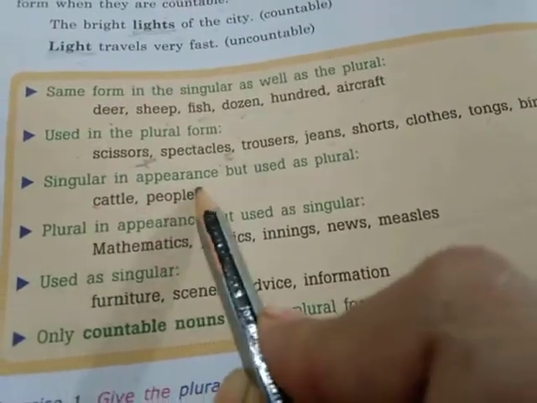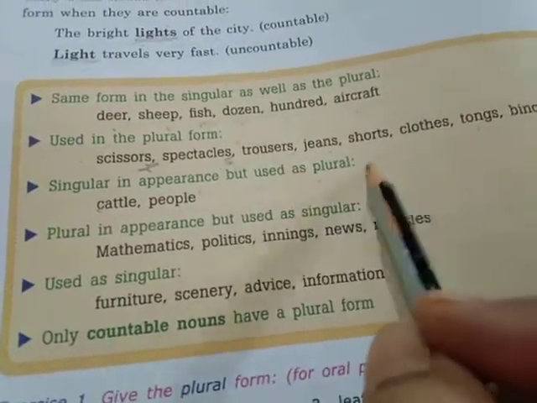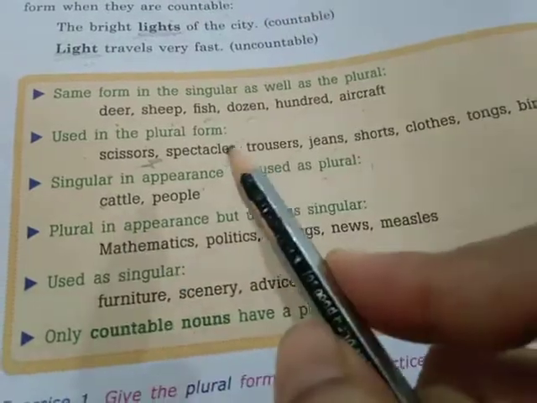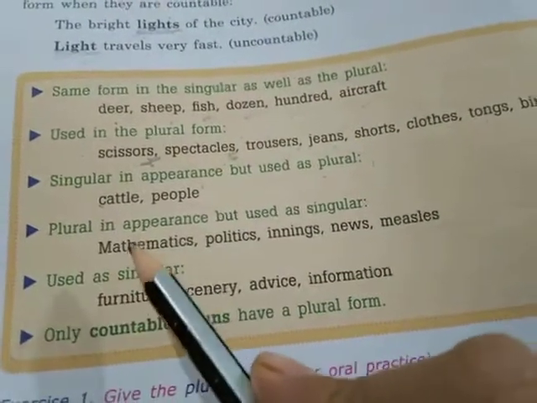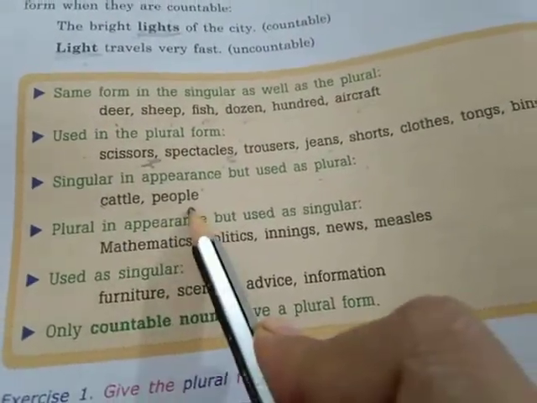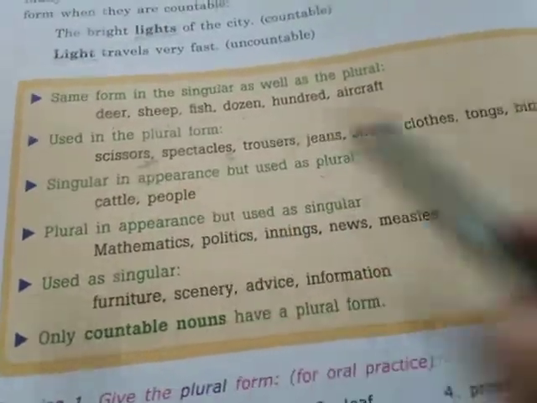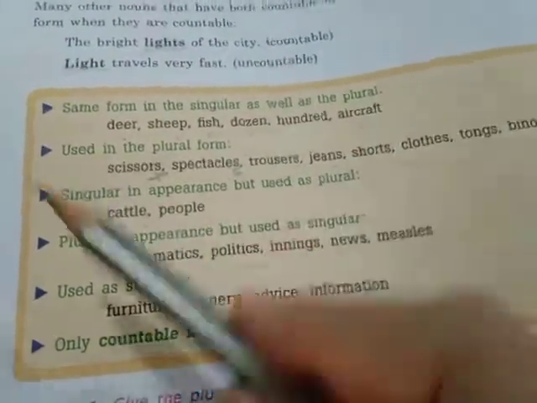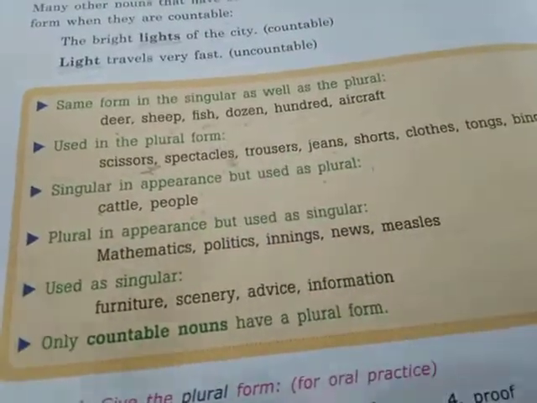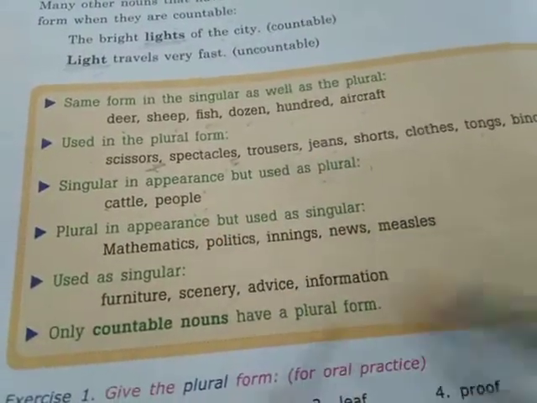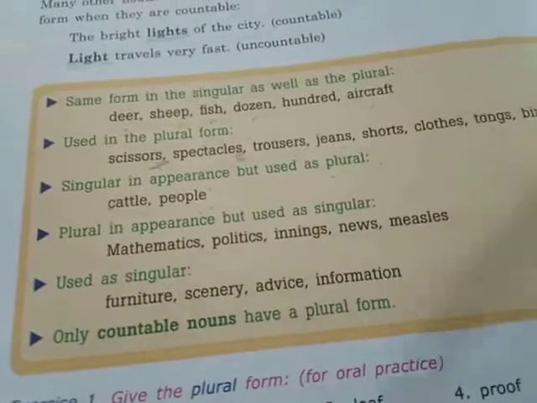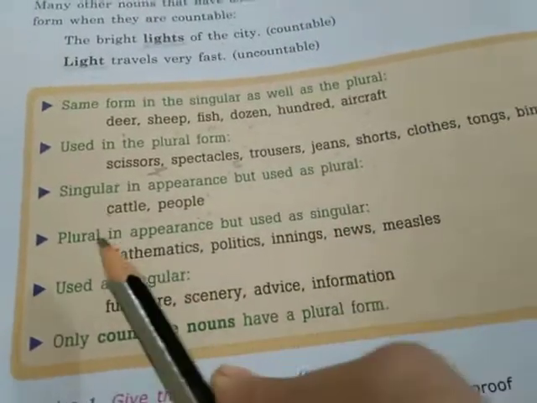Now singular in appearance but used as a plural. Appearance में singular है but plural की तरह उसका use होता है. Examples are cattle, people. Cattle is something which you use for a group of cows, buffaloes and all, right? People is also a word used for a group of people, group of persons together, right?